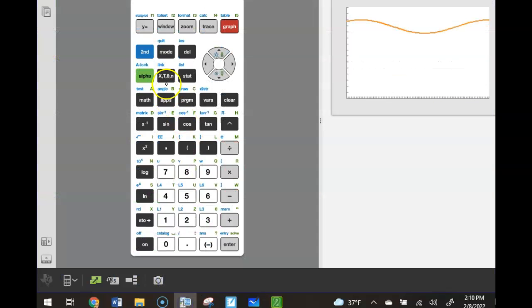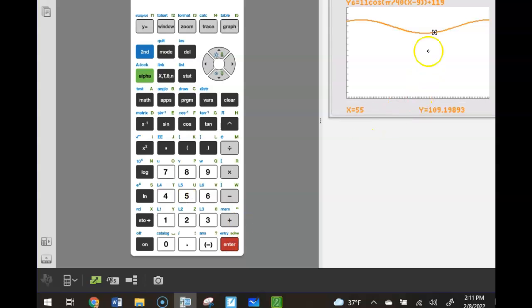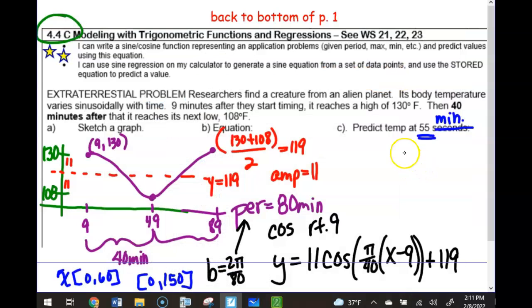Okay. So if I were to trace at 9 minutes, it's at a max of 130. At 49 minutes, it's at a min of 108. Is it 50 or 55, guys, that they want us to do? 55? I got 109.2 degrees. And equally weird, we did that equation in radians and then the answer was in degrees, but that's because that's how we always graph things, in radians.